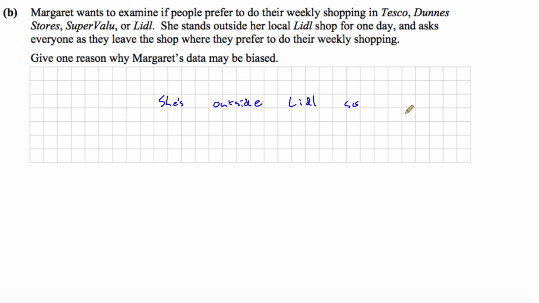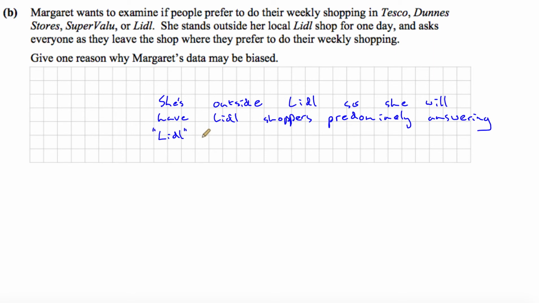So she will have Lidl shoppers predominantly. Or she will have more Lidl shoppers, so people answering Lidl. And they'll be answering Lidl. So that's kind of an obvious one.